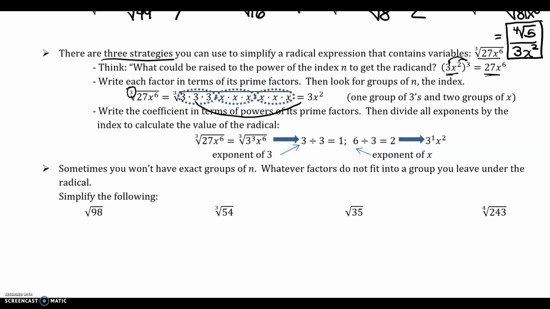All right, so what's the next strategy that you could use? Well, you could write the coefficient in terms of powers of its prime factors, then divide all exponents by the index to calculate the value of the radicand. So again, we would have to factor 27 into 3 cubed, and then the x to the 6 stays the same. So what we could do here is we could see how many groups of 3 go into 3, and how many groups of 3 go into 6, and use that to get our answer.